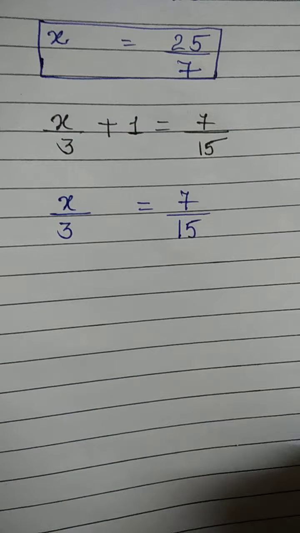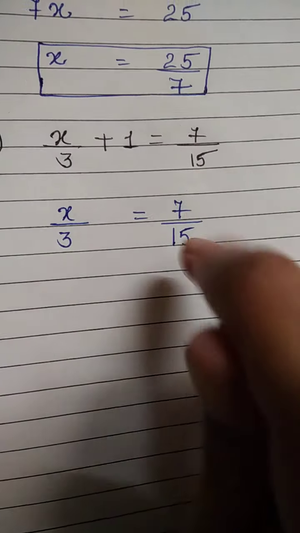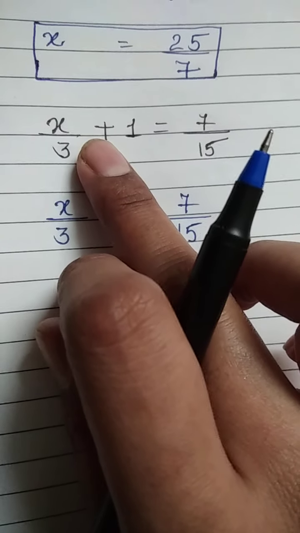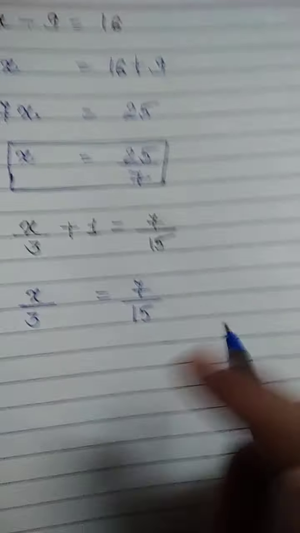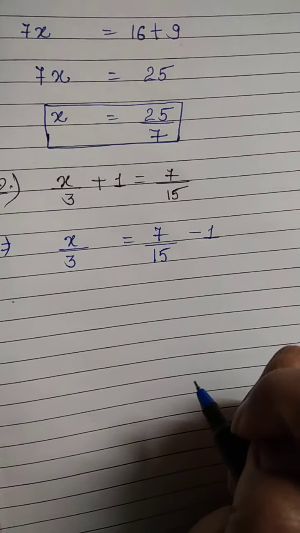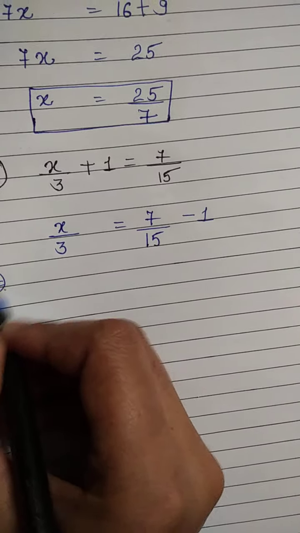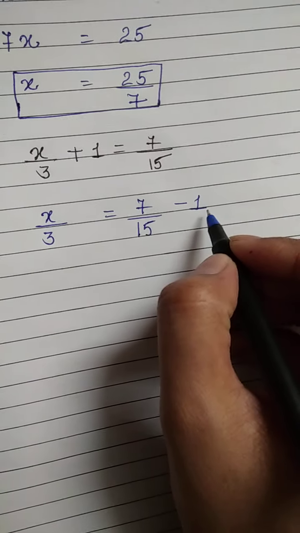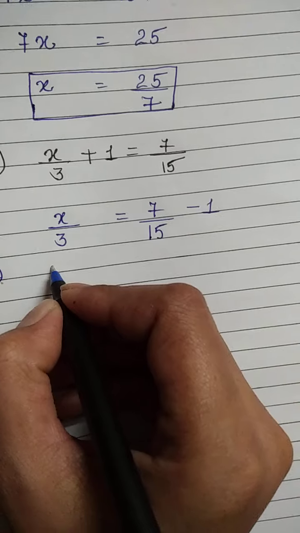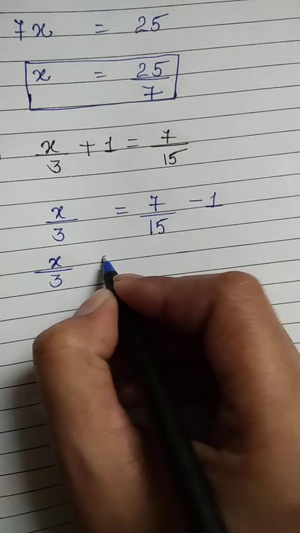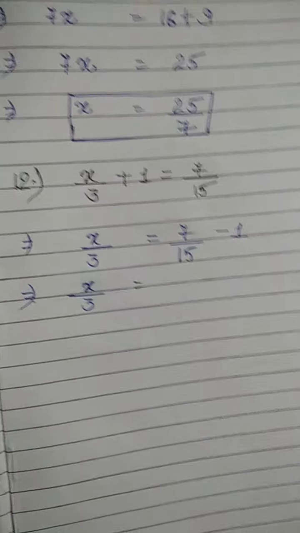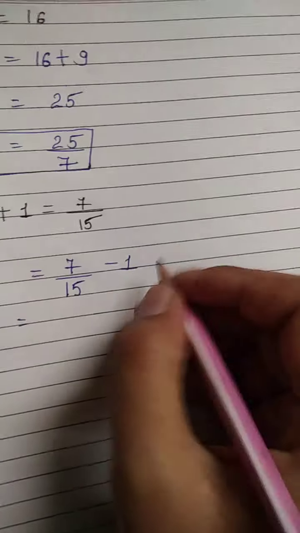Okay, now it's time to send 1. 1 is present here with a plus, so when it goes to the opposite side, it will go into subtraction. Now here we don't have any denominator, so we will consider it as 1. So what do we have to do? Cross multiplication. I am considering it as 1.